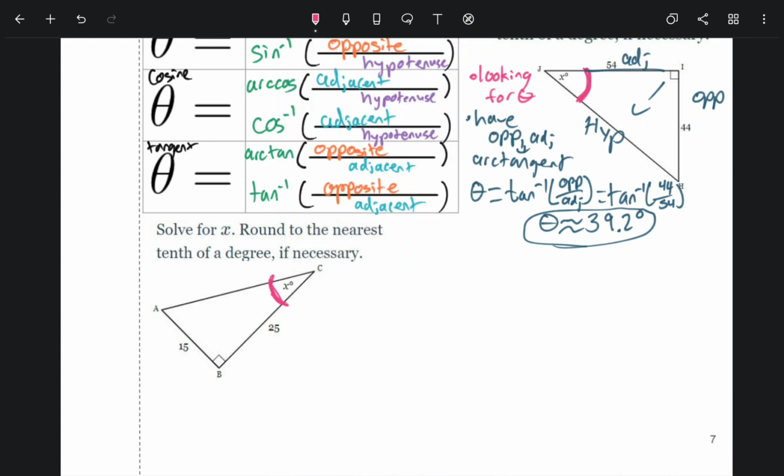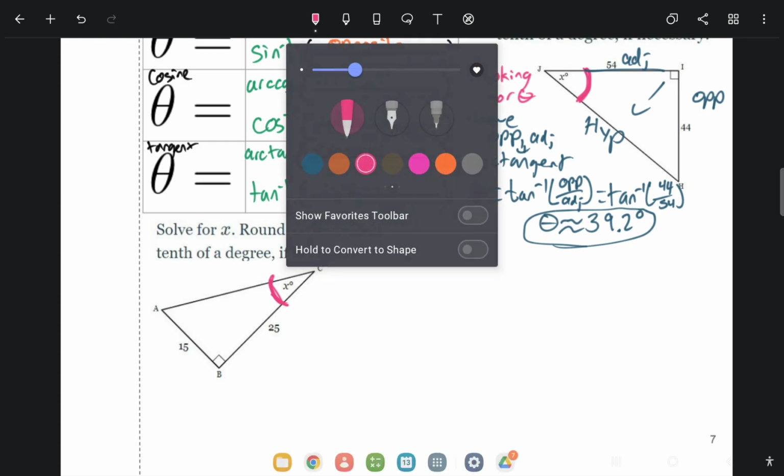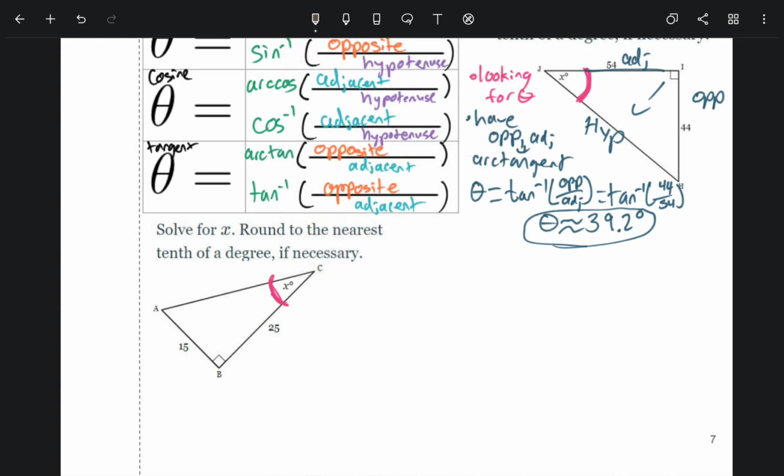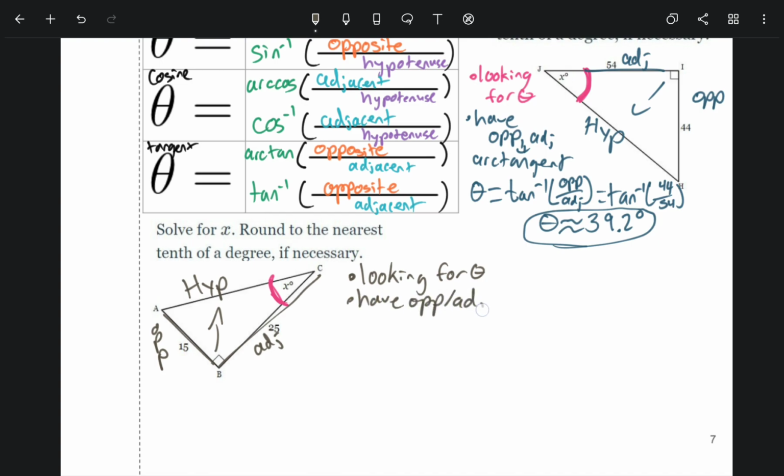This is our reference angle right here. Label all our sides. This is our hypotenuse. This is our adjacent because it's next to the angle. And this is our opposite. So once again, we are looking for our angle. And we have our opposite and our adjacent. So let's plug them in.